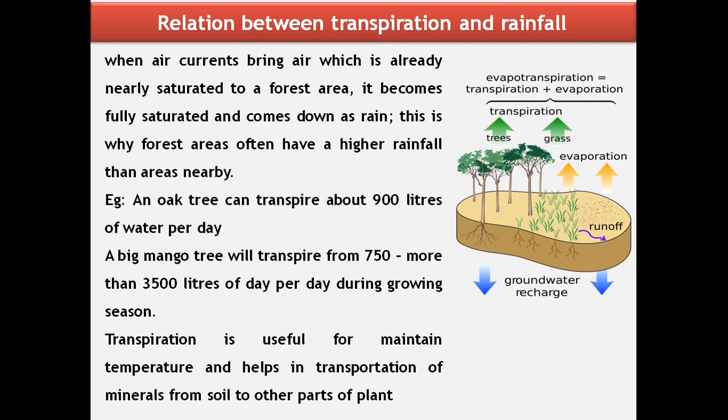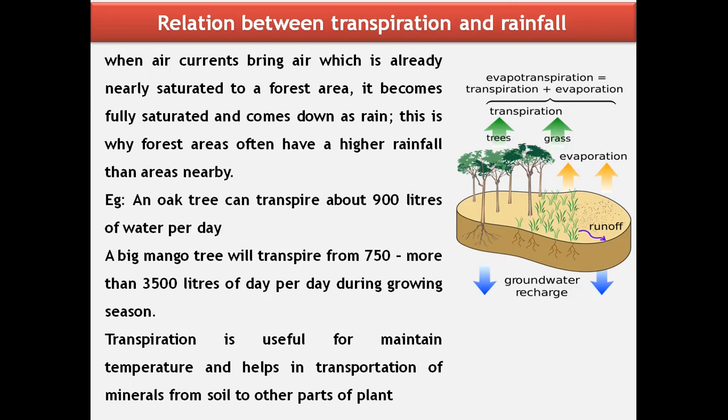It is amazing to know the amount of water transpired by plants. A fully grown maize plant transpires 15 liters of water per week. A big mango tree will transpire from 750 to more than 3500 liters of water per day during the growing season. One acre of maize plants may transpire more than 13,25,000 liters of water in a 100 days of growing season. So, a very huge amount of water is transpired out of the plants.